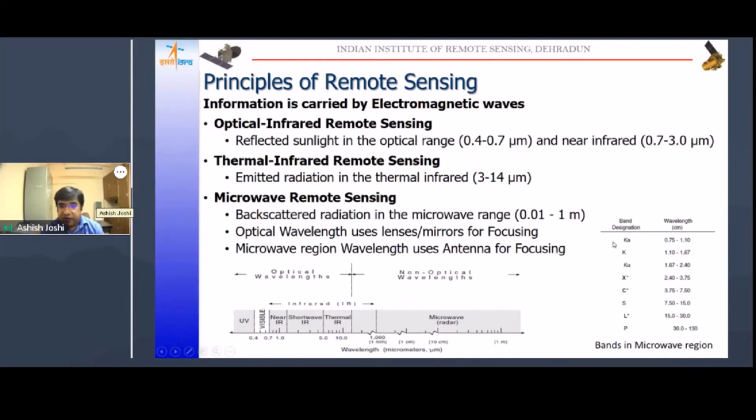So in the microwave region, there are different band designations, which include the Ka band, K band, Ku band, X band, C band, S band, L band, and P band, and different wavelengths.